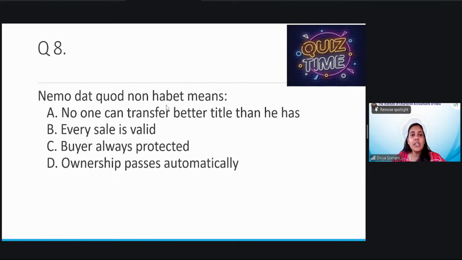See, nemo dat quod non habet. So what does this mean? This Latin maxim. The first option, obviously, it is correct. No one can transfer better title than he himself has. Which section? Which section? Come on.